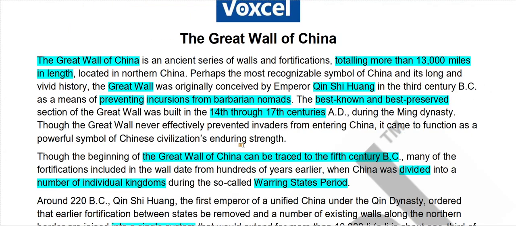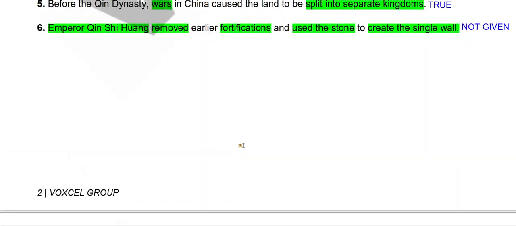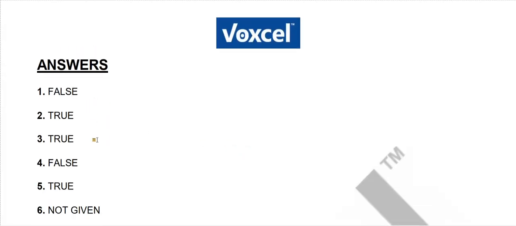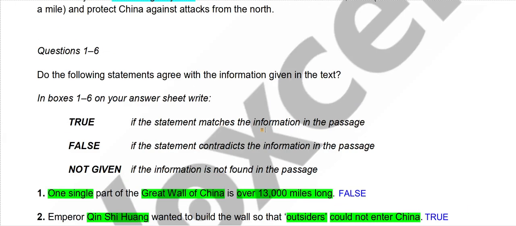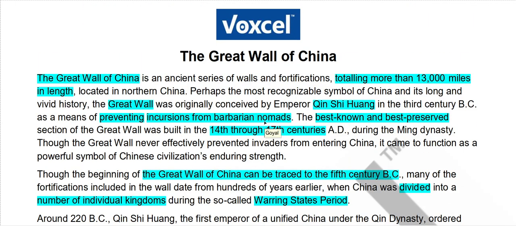Hope it is clear. So this is how you should solve it. We will check the answers: false, true, true, false, true, not given, false, true, true, false, true, not given. So this is how you should solve your reading true, false, not given.